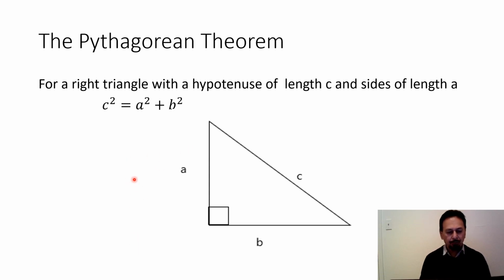What is the Pythagorean theorem? Well, the Pythagorean theorem says for a right triangle with hypotenuse C and sides of length A and B, C squared equals A squared plus B squared.